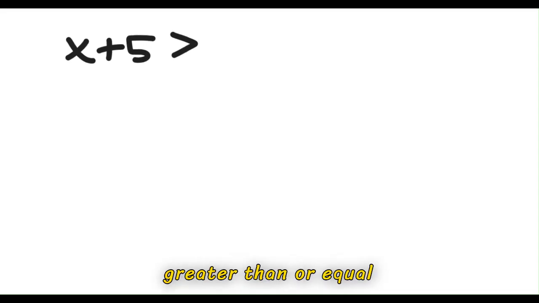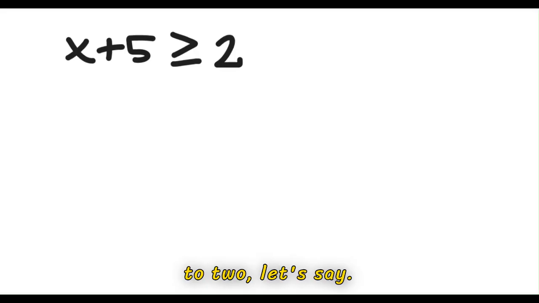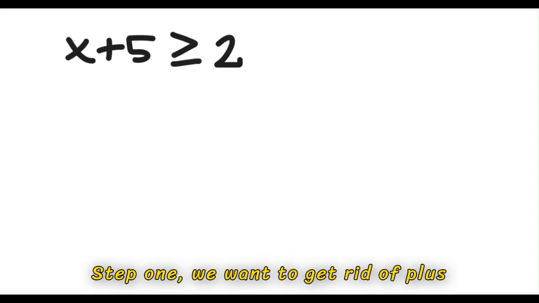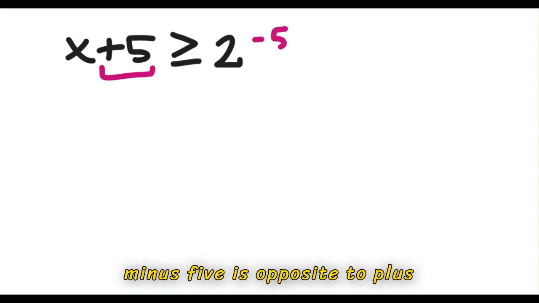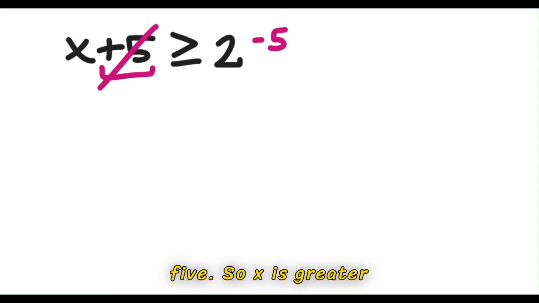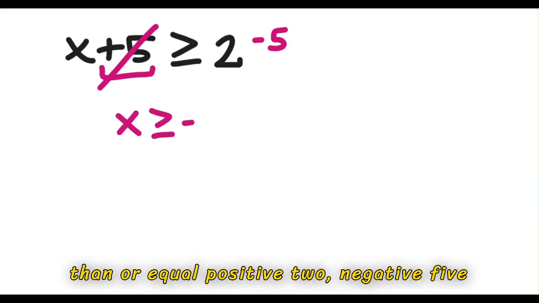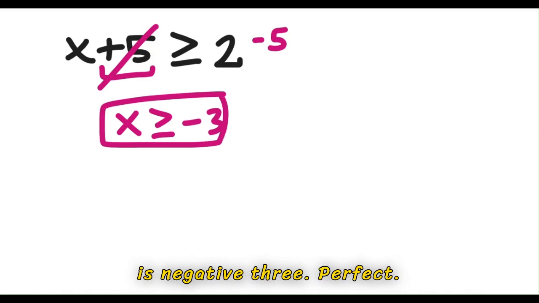Now, what if we have inequalities? With inequalities, everything remains basically the same as with equations. So let's say we have, for example, x plus 5 is greater than or equal to 2. Step 1, we want to get rid of plus 5, right? So you would say minus 5 is the opposite to plus 5. So x is greater than or equal to positive 2 minus 5, which is negative 3.